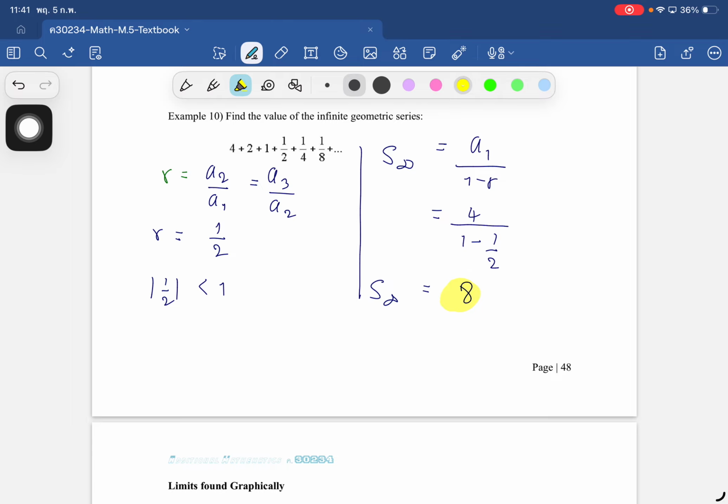Then you take the limit to this term. You get 1 over 2 minus 1 over n plus 2. If you take the limit, the limit of the constant gives the constant value, and 1 over infinity turns to 0. The answer is 1 over 2. This is the way we apply our limits to the series.